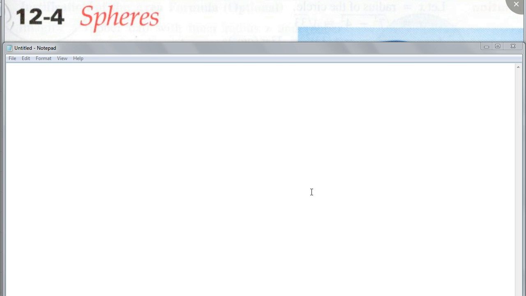One thing I want you to understand about spheres is that there's a key number. The number is? We'll see. Let's see if you can figure this out.